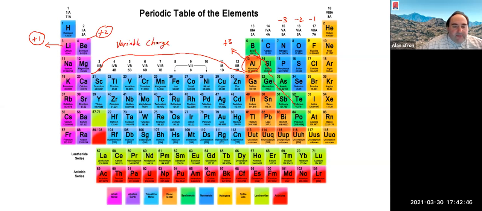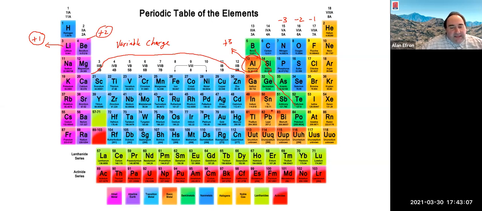And what that means, as we will talk about, is they essentially can make more than one charge depending on who they are bonded to. For example, copper could be +1, +2. It depends on the situation. Same thing again with iron and so forth. So they typically have a variety of charges.